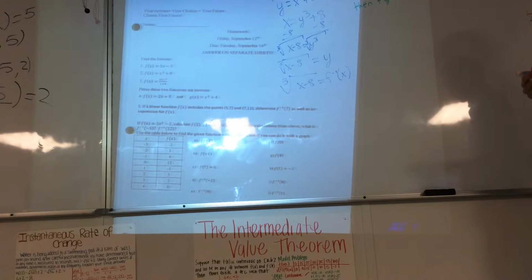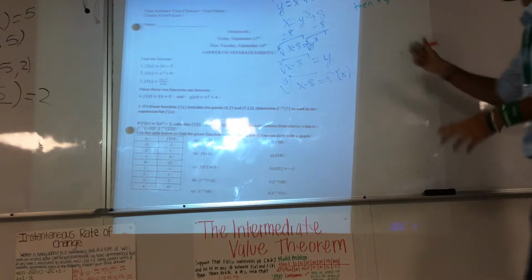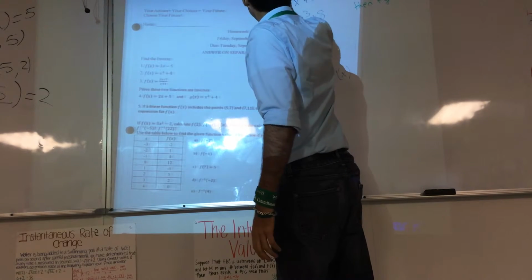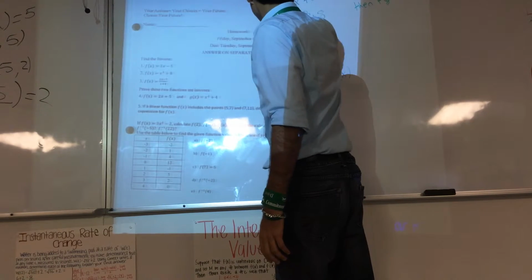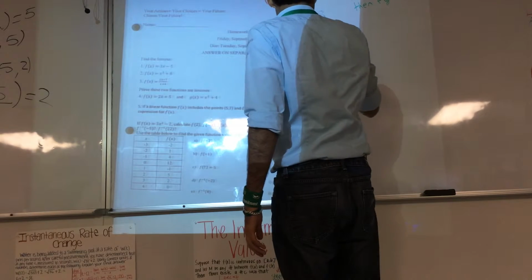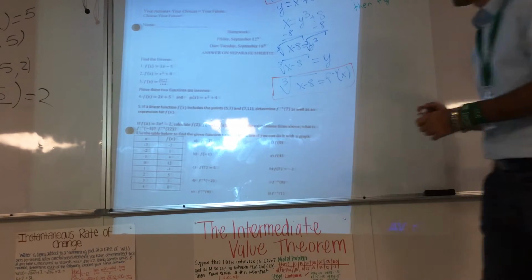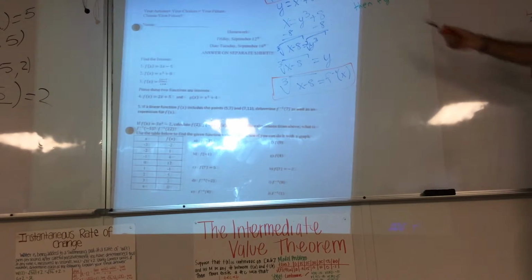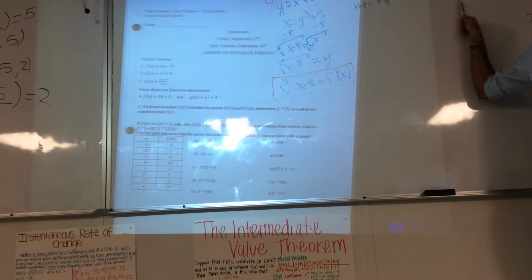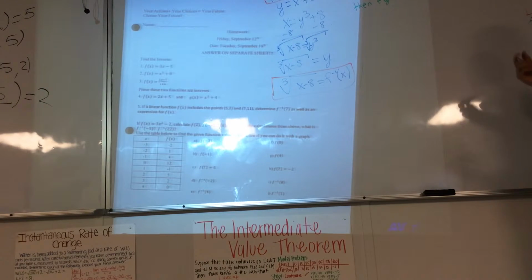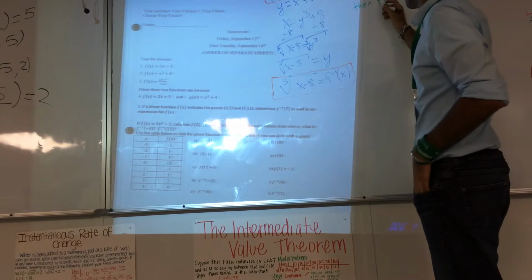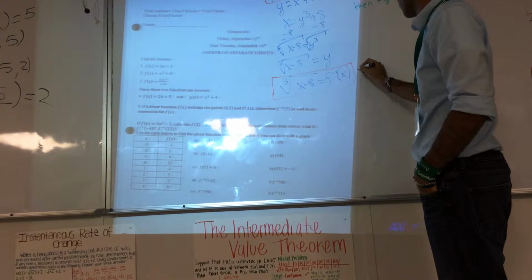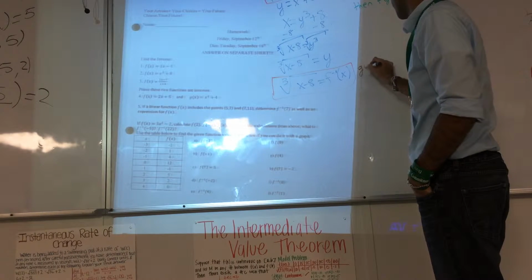So here I have this function right here. And I'm predicting that these two orange boxes are inverses. So let's check if they meet this rule. So I want to find f of g of x. So here's f of x. We can call this one g of x.